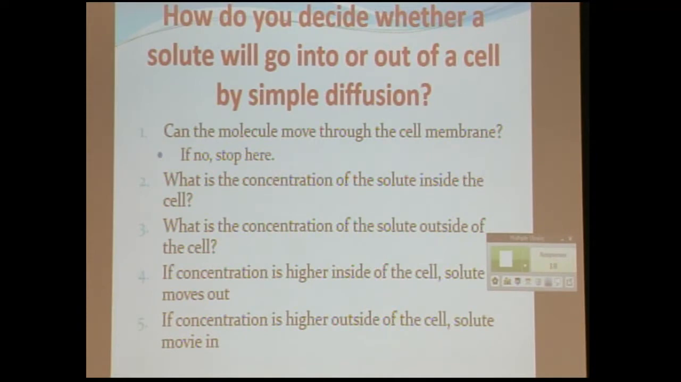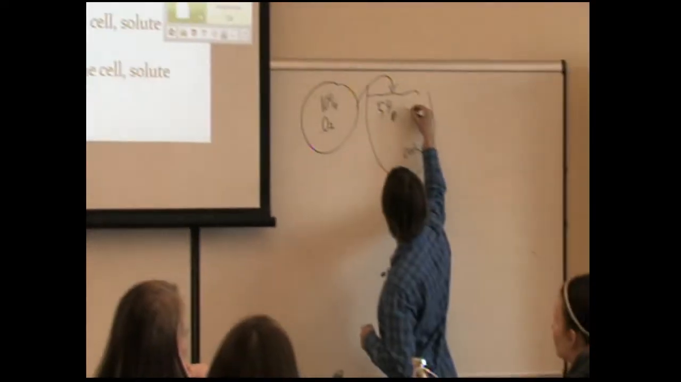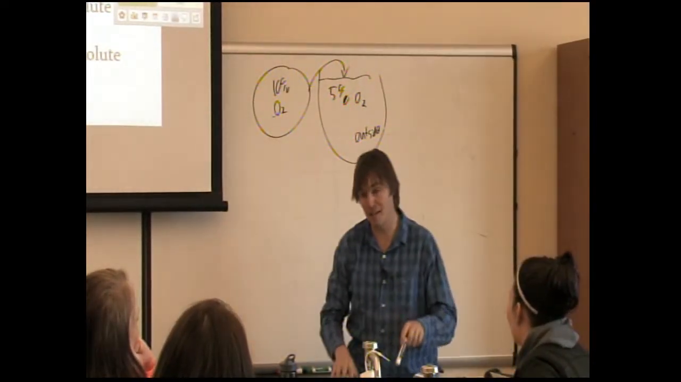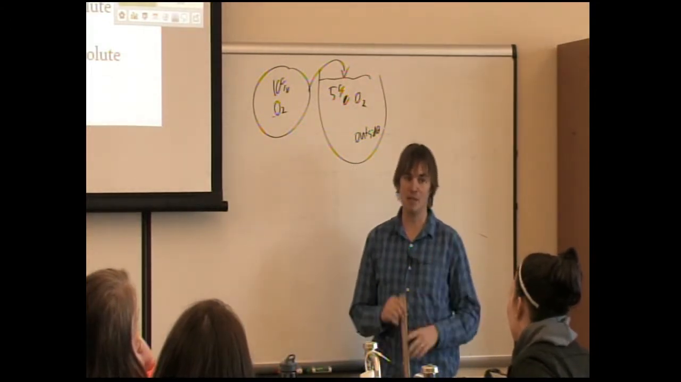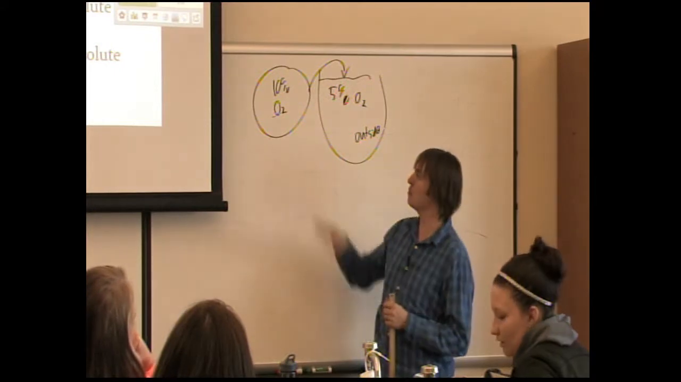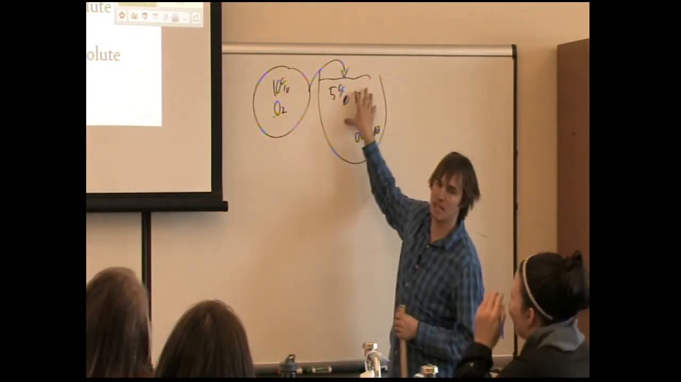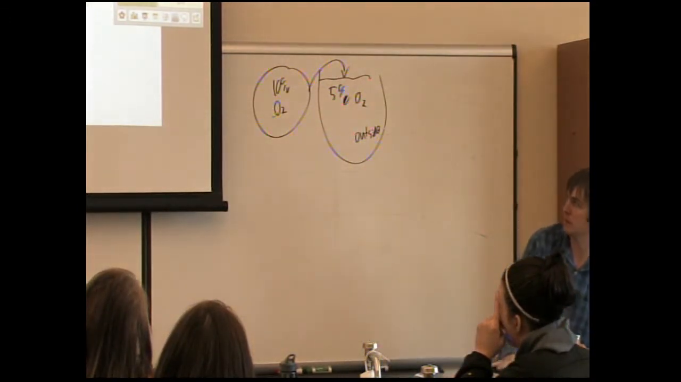Then how did it move out? Back to the oxygen. Because it wasn't charged, because it can go through. Let's go back to the oxygen. So how does it move out if the 5% is smaller? Because it's not osmosis. So now there's more oxygen bouncing around inside the cell, and there's less bouncing around outside. So it's kind of opposite.